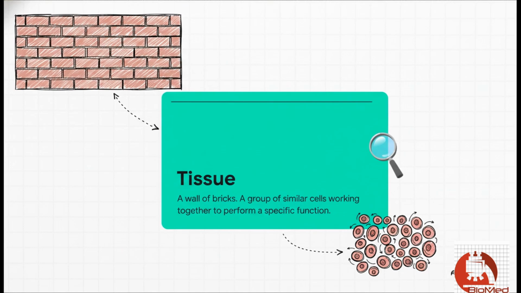So what happens when you start putting those bricks together? You get a wall, right? Well, in our bodies, when you group a bunch of similar cells together to do the same job, that's called a tissue. A great example is your muscle tissue. It's basically a huge team of muscle cells all pulling together in perfect sync.